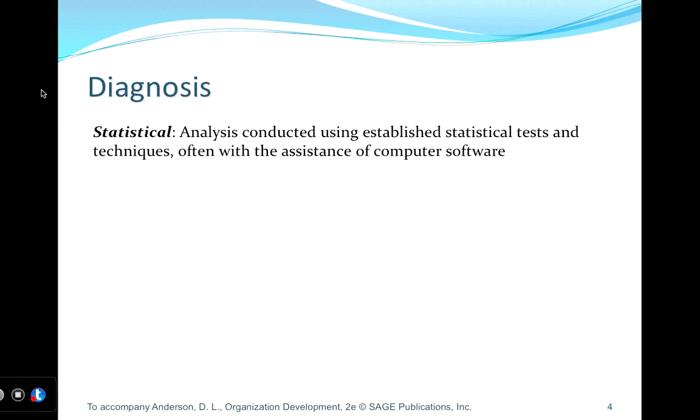In other words, if your data is something that can be counted, it is codified in numbers in some way, then you're definitely going to need to apply some statistics. Statistics can be conducted with a number of established statistical tests and techniques. There are several computer software packages available out there. The two most popular would be SPSS and also SAS. Generally, those cost a little money, and so there are some packages that are less expensive. In fact, there are some that are available for free.